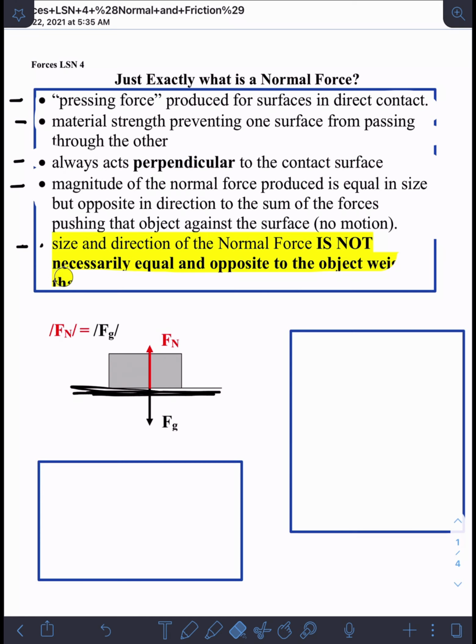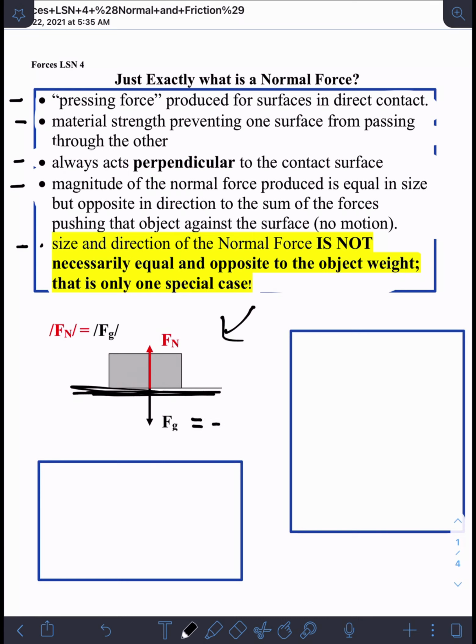So the last little piece of the puzzle here, the weight and the normal force are not always equal and opposite. That is a special case. And so that's the first one I want to look at right here, if we assume that an object, this block, is 10 newtons down, so it's a 1 kilogram, or 9.8 newtons down.